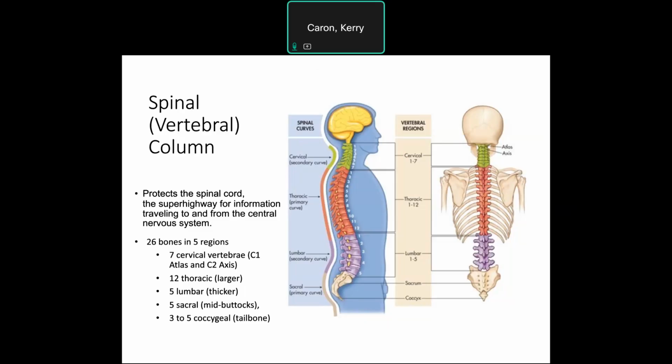Okay. There are 12 thoracic, larger bones in the T section here of the vertebral column, 5 lumbar vertebrae, then the sacrum, and then the coccyx is the tailbone. Okay.